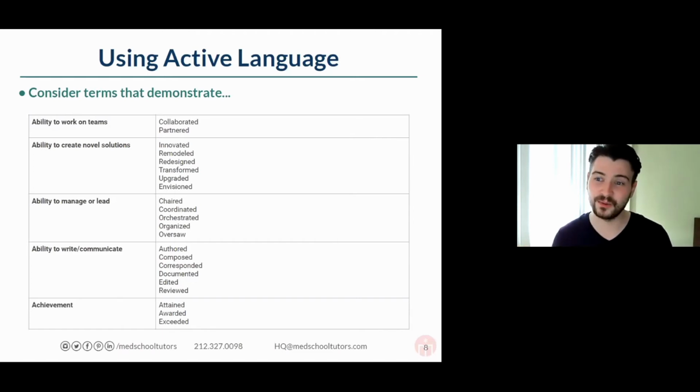And then words to describe achievements. So if you've attained something, if you've been awarded something, or exceeded the expectations that were stated, these are great verbs to use. And I would encourage you to really think about spaces where these things happen, because achievements like these are lifetime achievements.